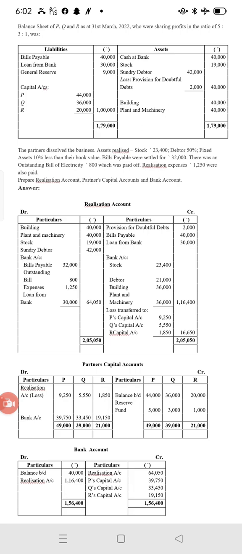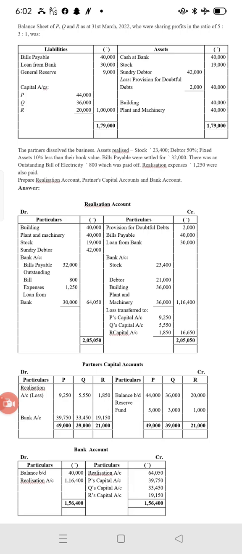So dissolution of the firm के बारे में तो already मैंने discuss किया है, जहाँ पे dissolution of the firm is nothing but where you're going to close your firm. So here when you're going to close down the firm, you're going to sell all your assets and liabilities will be paid. So that is nothing but dissolution of the firm.